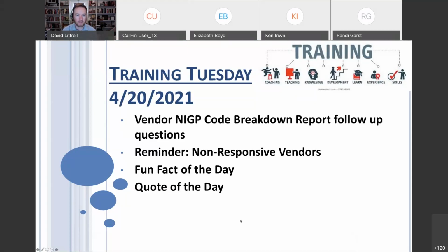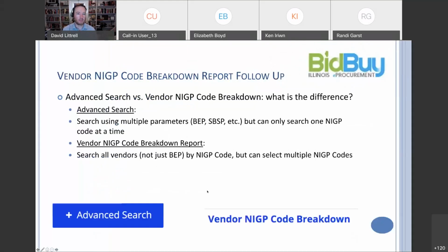So first up, let's talk about the vendor NIGP code breakdown report that we talked about last week. There are specific slides on last week's training Tuesday that go into how we do that. I'm going to walk through it pretty quickly here, but there is a specific document created by Randy Garst, another shout out to Randy, for the steps to do that. So I'm not going to go through all of the steps.